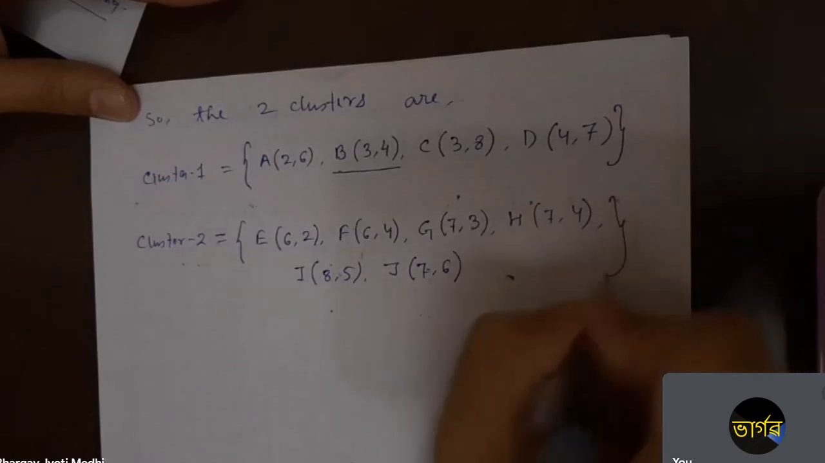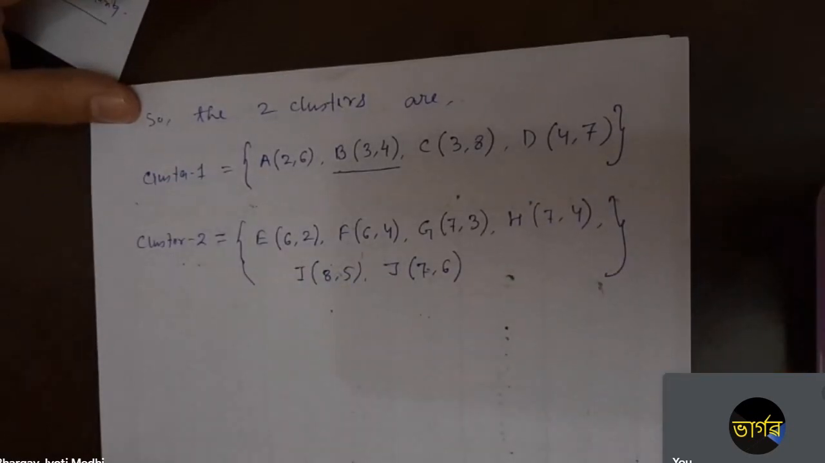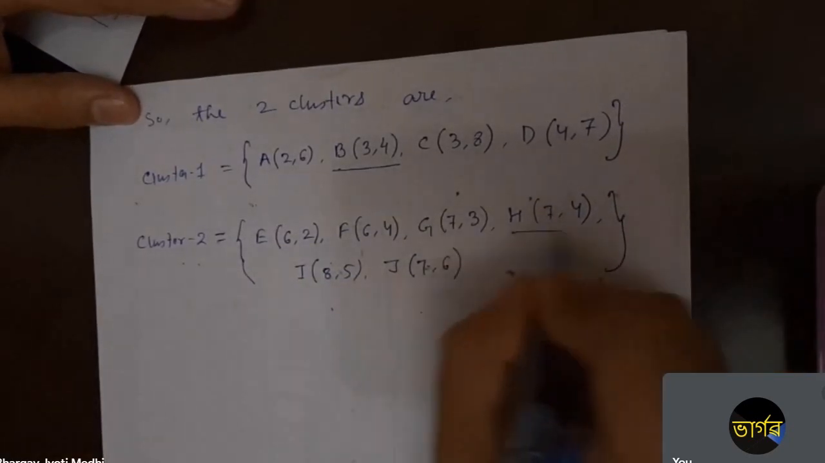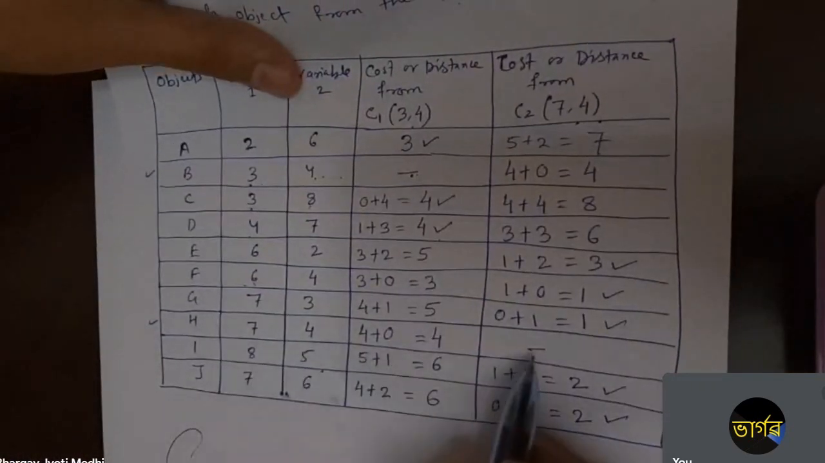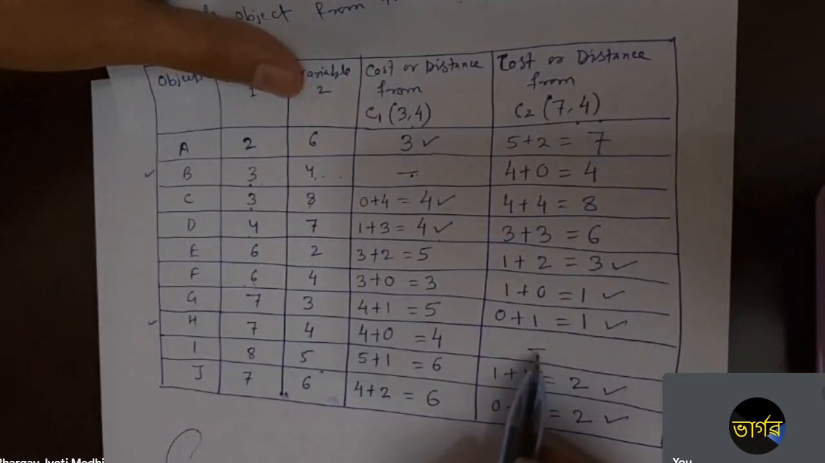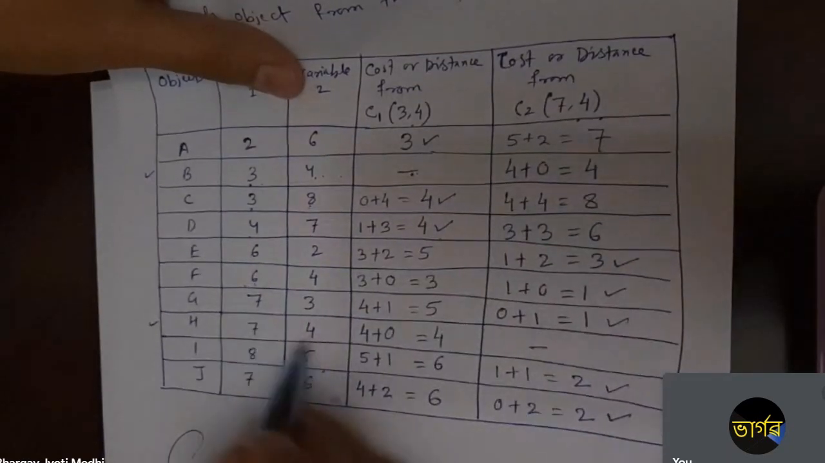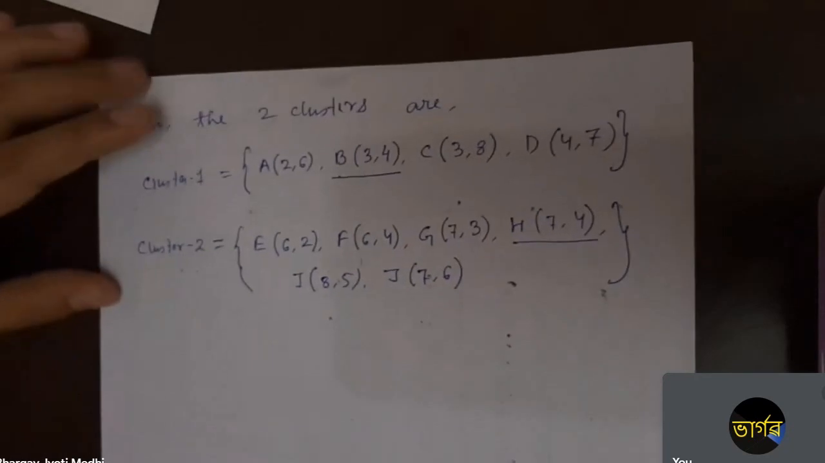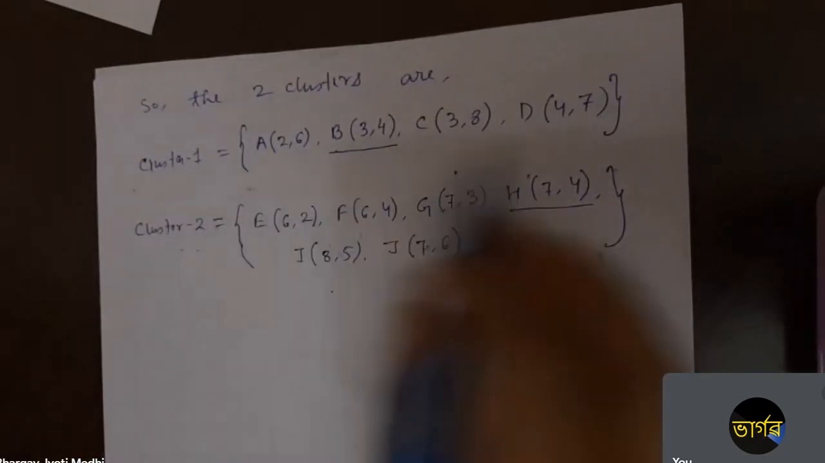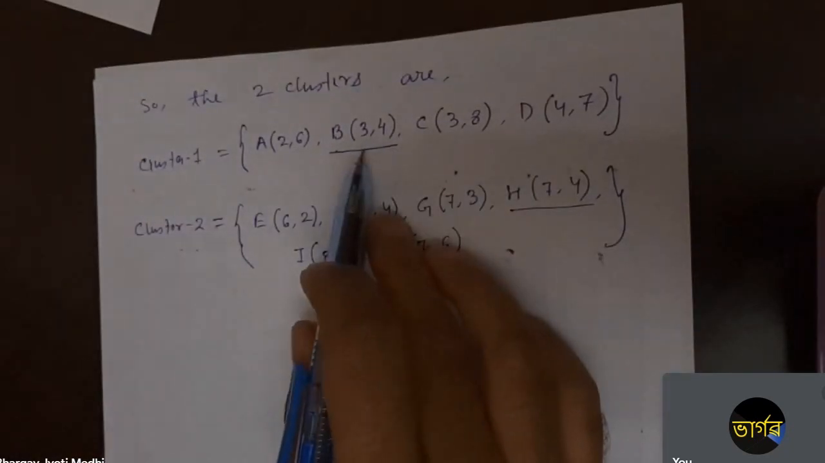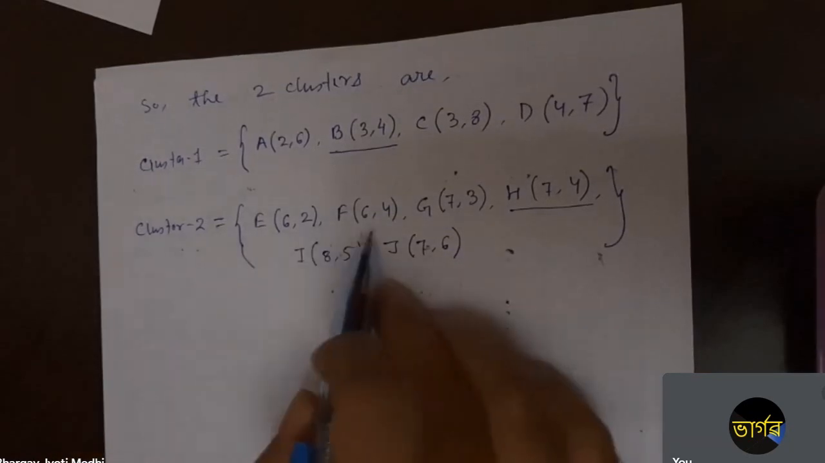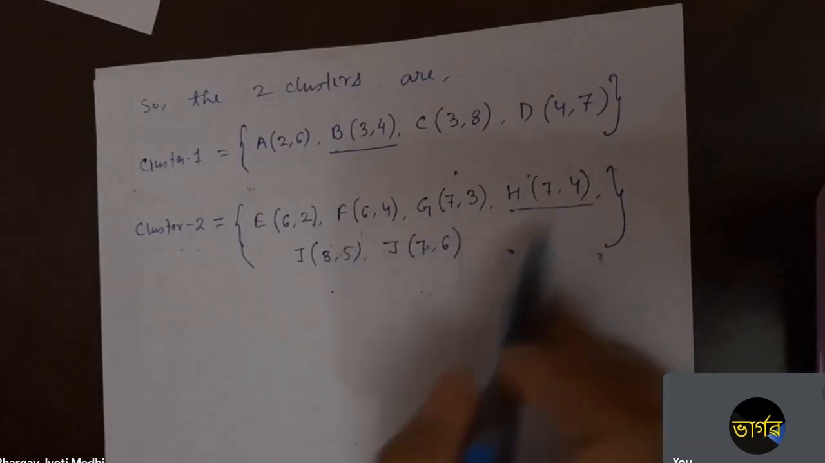Cluster 2 center was H, from where the distance was 0. Okay, 7,4, that is the point H. So now we have these two clusters: cluster 1 A, B, C, D, medoid or center is B point, and cluster 2, these are the points where center point is H.